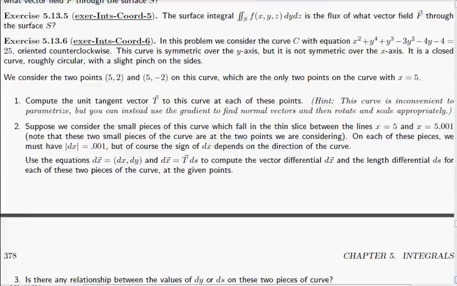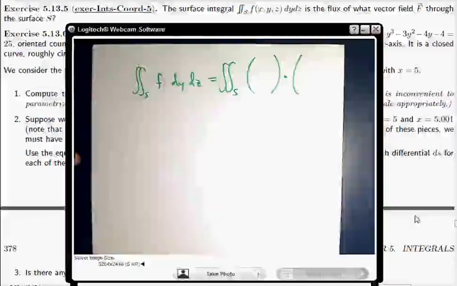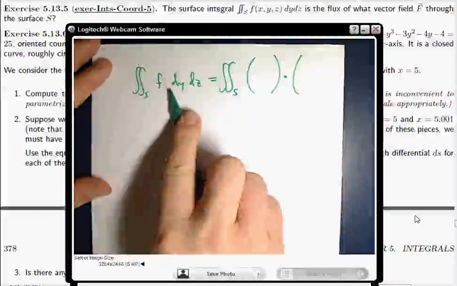So okay, that being said, what do we do with this? This is number 5, right? So we've got the integral of f dy dz. Well, I would write that as something dot dS. I'm sorry, I forgot to turn back the camera. So this is what we're given.